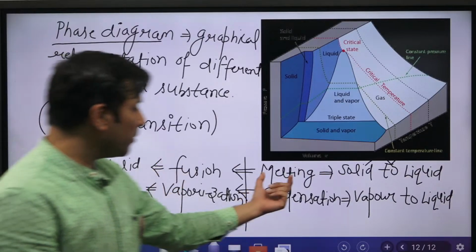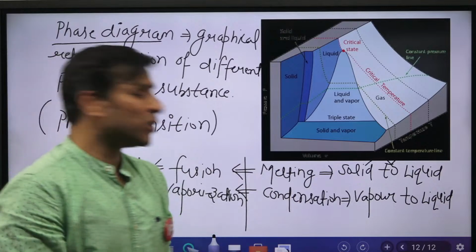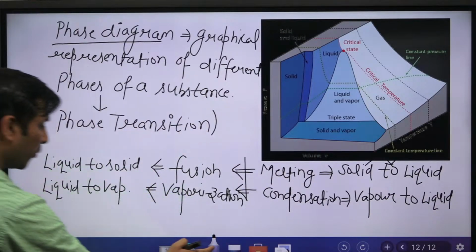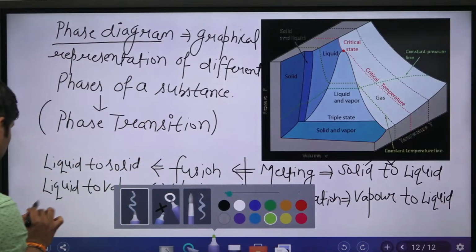Fusion, vaporization, melting, condensation. अब इसमें एक और चीज आती है, ओके, उसे बोलते हैं sublimation. Okay, ये एक important word है जो कई बार पूछ लेता है, वो sublimation.